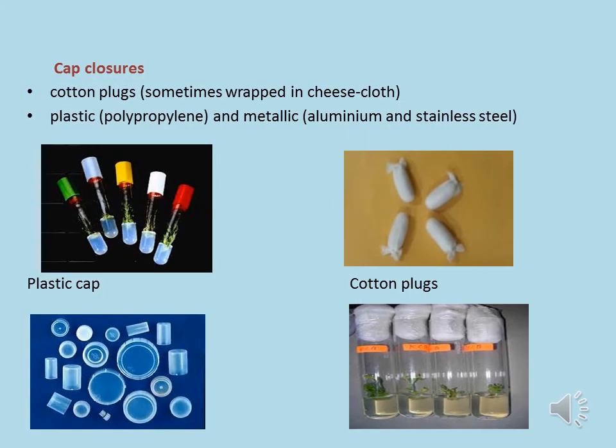Cotton plugs, sometimes wrapped in cheesecloth, and plastic, polypropylene, metallic aluminum and stainless steel cap closures are used in a plant tissue culture lab. The picture shows plastic caps and cotton plugs which are made of cheesecloth with some cotton inside it.